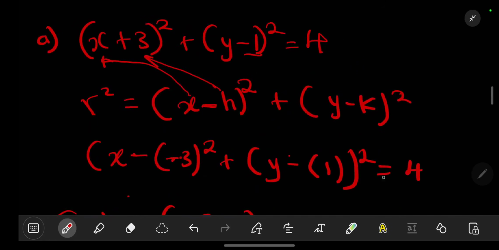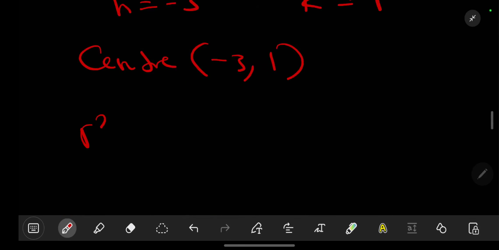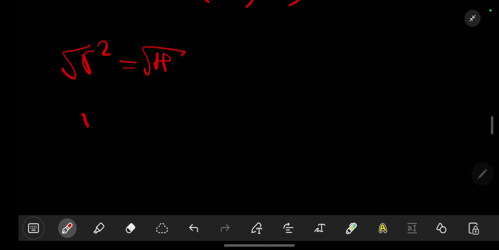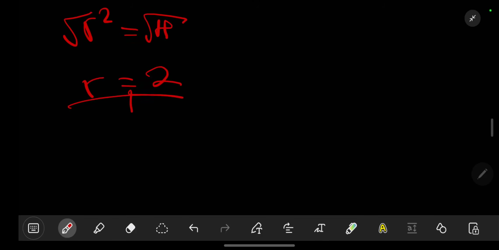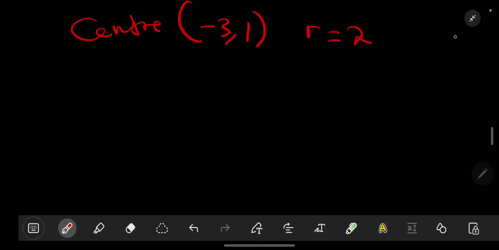Then the radius, as you can see, we are going to get this r squared, equate it to this number. So we are going to have r squared is equal to 4. Find the square root. R is equal to positive 2. So that is how we find it. So we have found that the center is negative 3 comma 1. The radius is equal to 2. Let's look at another one.